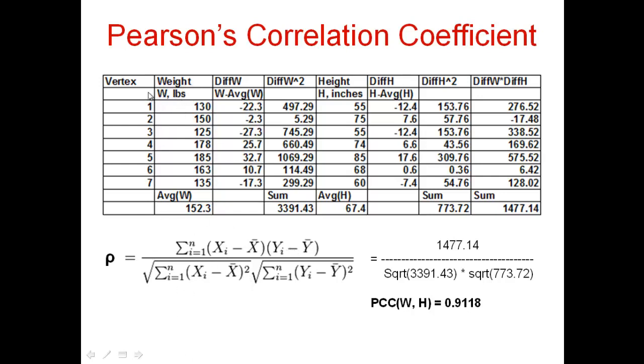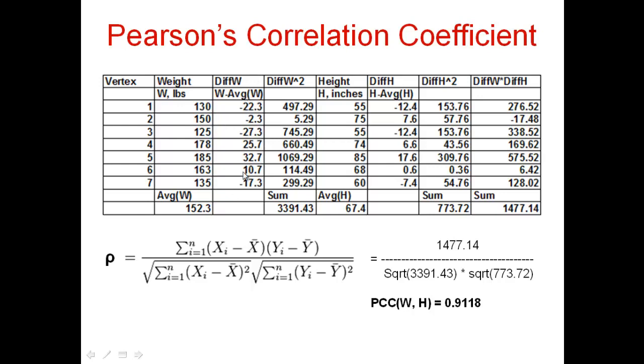So you have the 7 users, the raw weight values of course, and the raw height values. So as I said, let us consider x as weight and y as height. So we are going to take the average of the weight values. The average of all the 7 values is going to be 152.3, and then you have to find xi minus x bar. So that means the individual weight values minus the average of weight values. So 130 minus 152.3 is negative 22.3. 150 minus 152.3 is negative 2.3. 125 minus 152.3 is negative 27.3, and so on.